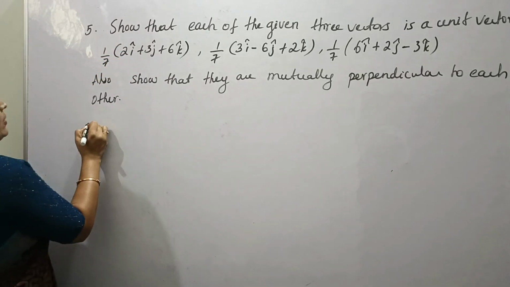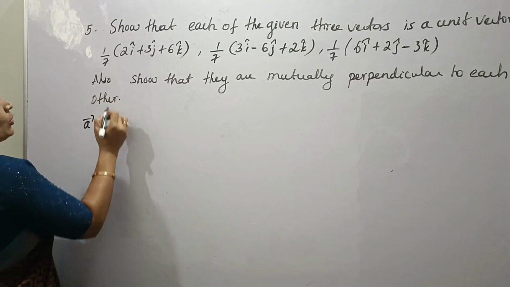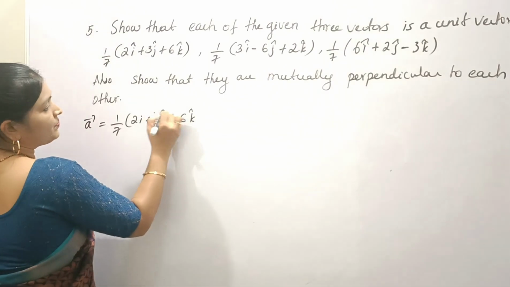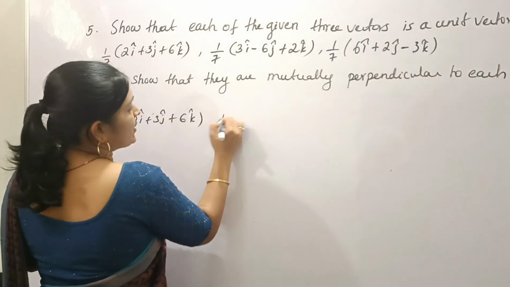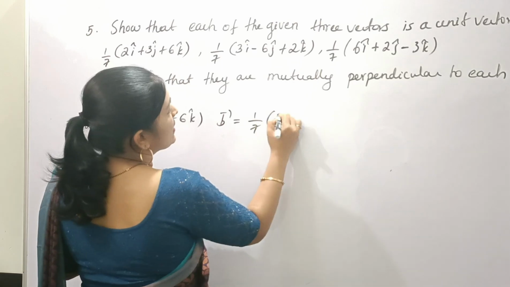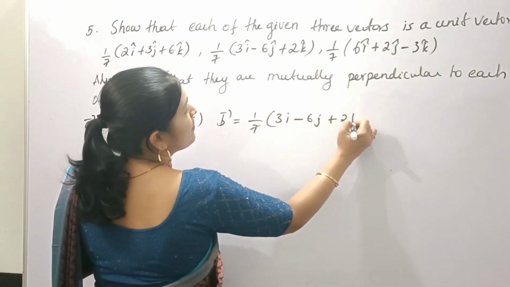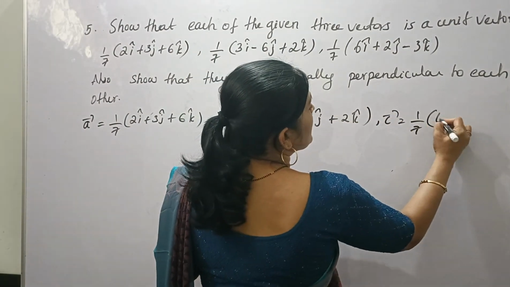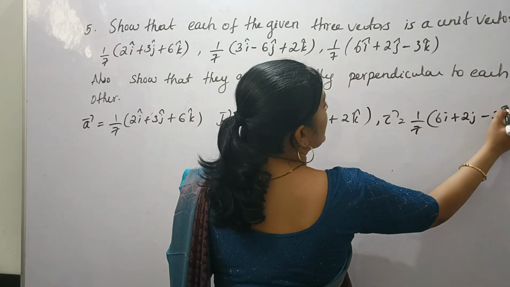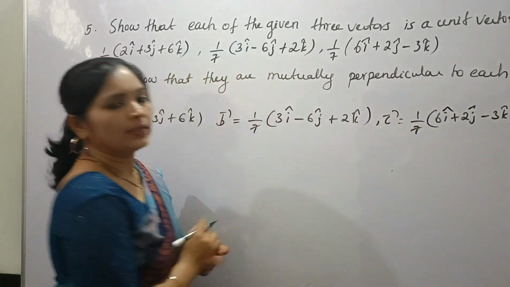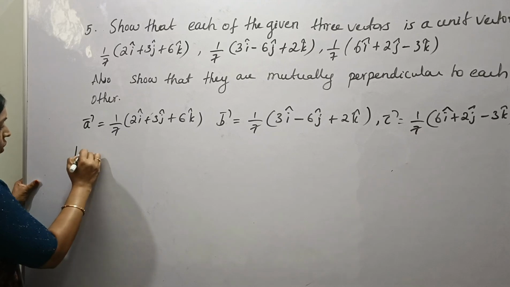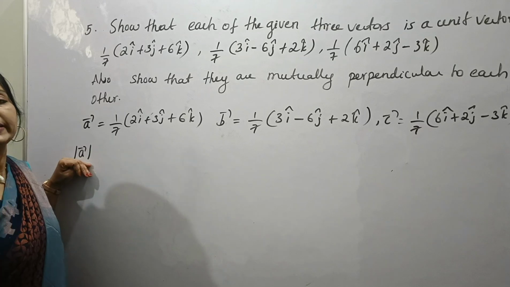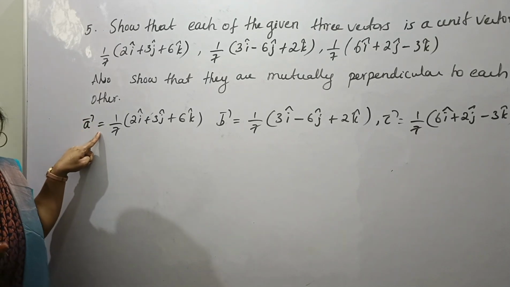For that, let vector A be equal to 1 by 7 (2i plus 3j plus 6k), and let vector B be equal to 1 by 7 (3i minus 6j plus 2k), and vector C be equal to 1 by 7 (6i plus 2j minus 3k). Then let's find, one by one, the modulus of vector A. If modulus of vector A is equal to 1, then we say that vector A is a unit vector.